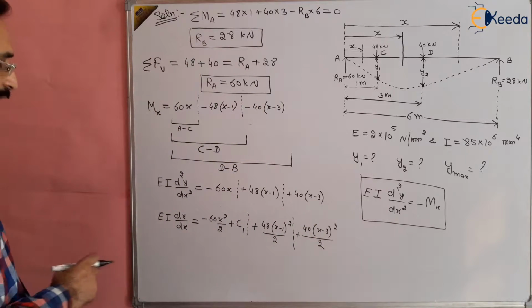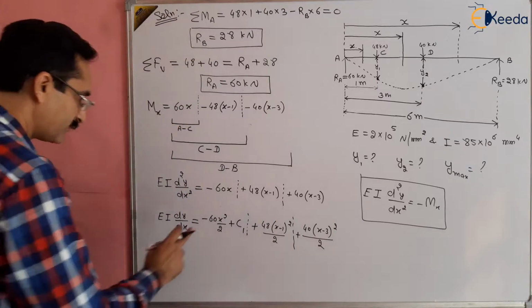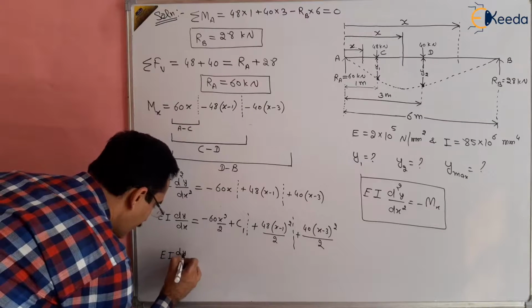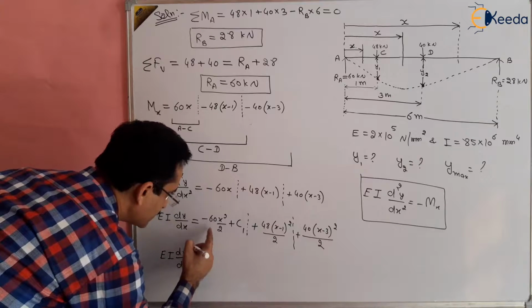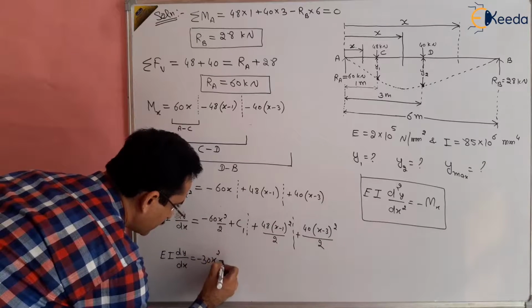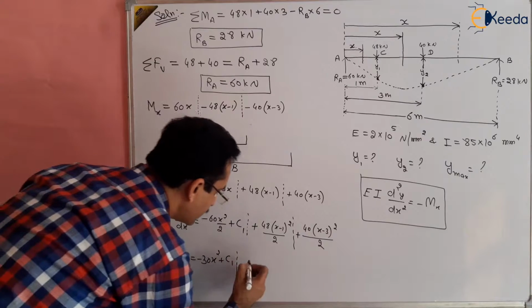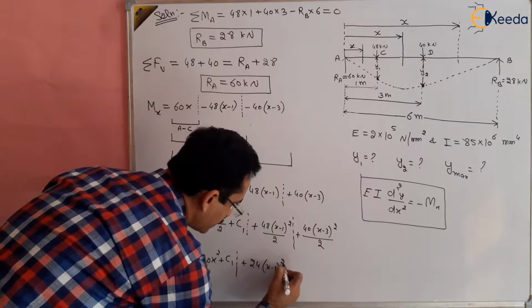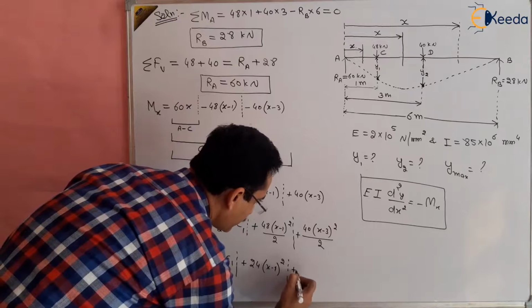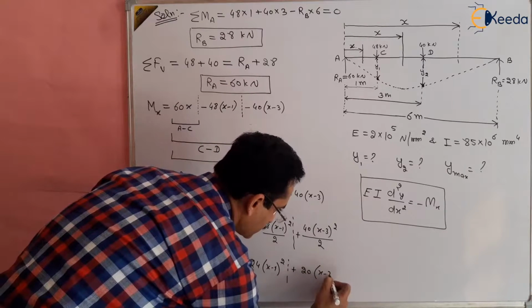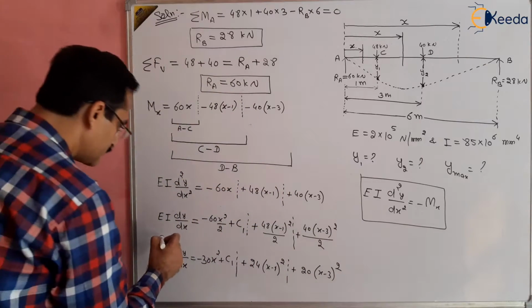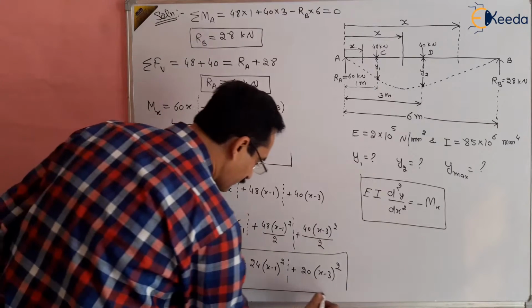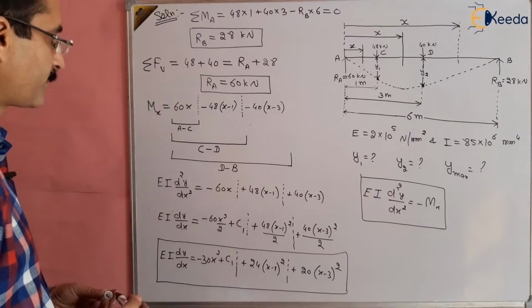So this is how we have found the slope, right? So what is the value of the slope now? EI dy by dx will be equal to minus 30 x square plus C1, which is unknown to us and we have to solve for it, plus 24 x minus 1 whole square dotted plus 20 x minus 3 whole square, right? So this is our slope equation. It will be required if we have to find the slope.